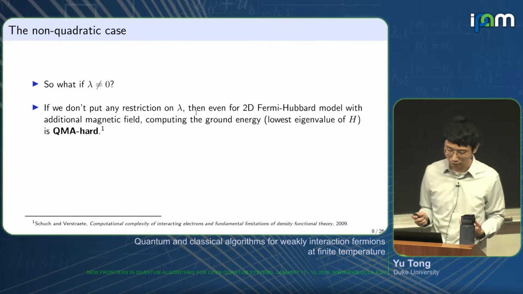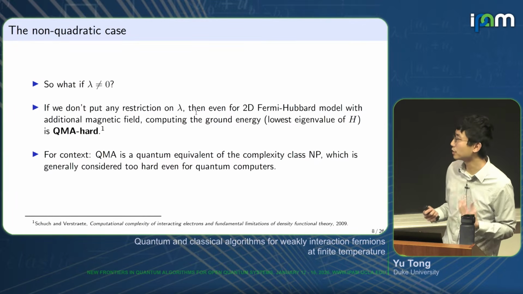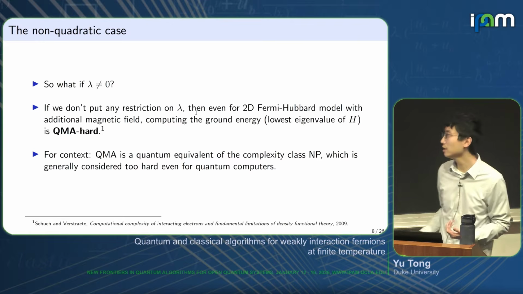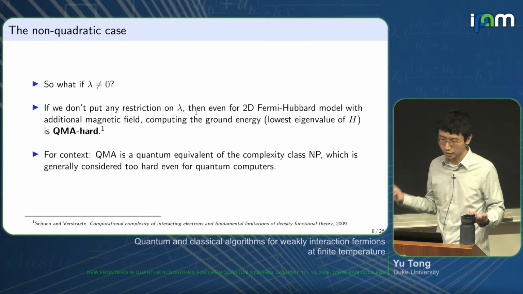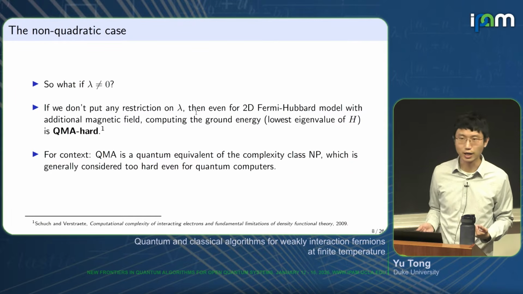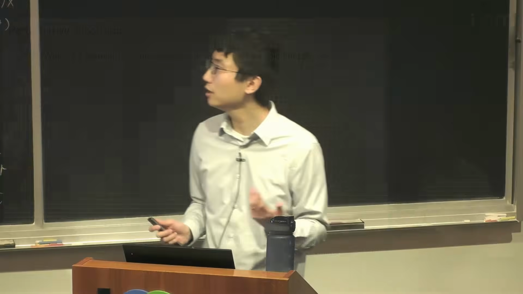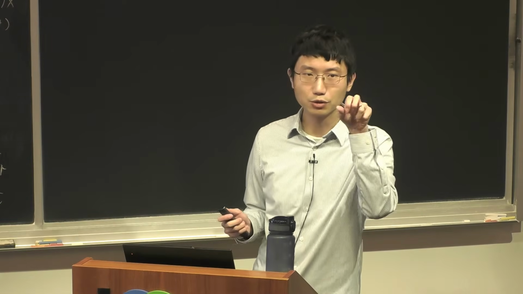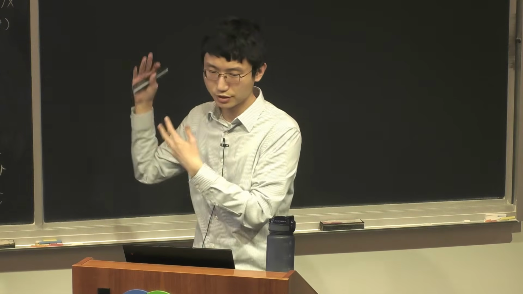For some context, QMA is the quantum equivalent of the complexity class NP, which is generally regarded as too hard even for a quantum computer. So it basically tells you this problem is hopeless when you don't put any restriction on lambda. So we have to put some restriction on it. Lambda equal to 0 is trivial. Lambda arbitrarily large is impossibly hard.